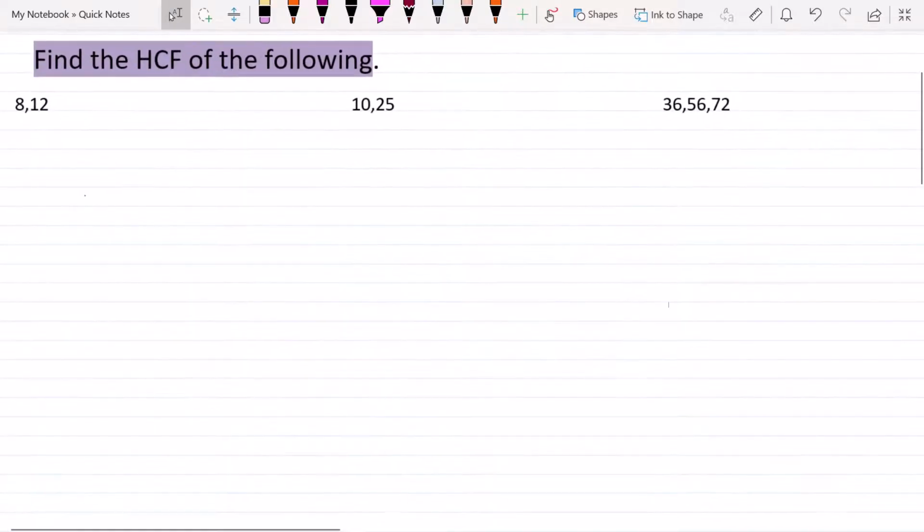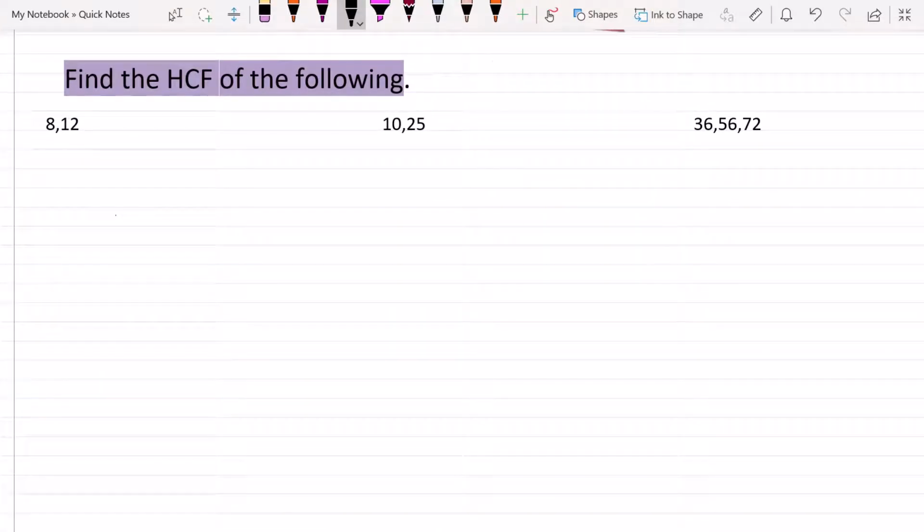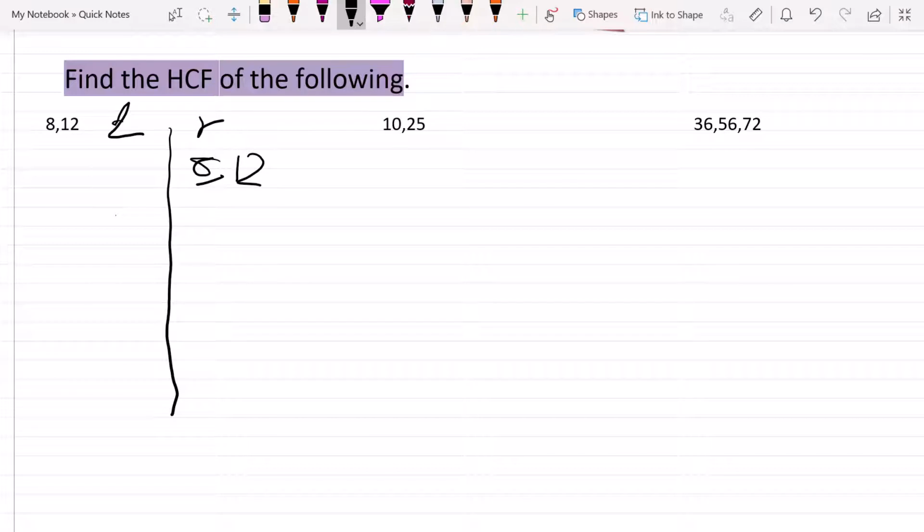Let's start with 8 and 12. So we're going to write them down, the numbers first. Then we're going to put a division line. I'm going to call this line a division line because you want to divide from the right side to the left side. After we have done this step, we're going to find a factor that is divisible by both numbers 8 and 12, and that is the 2.